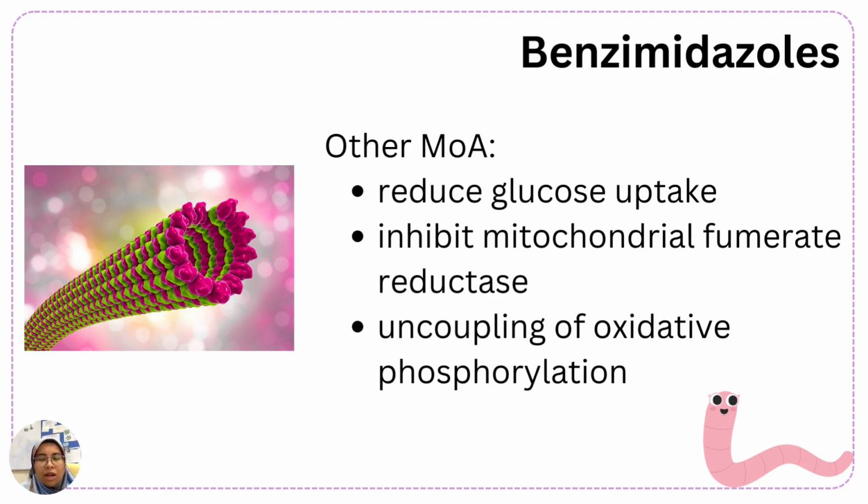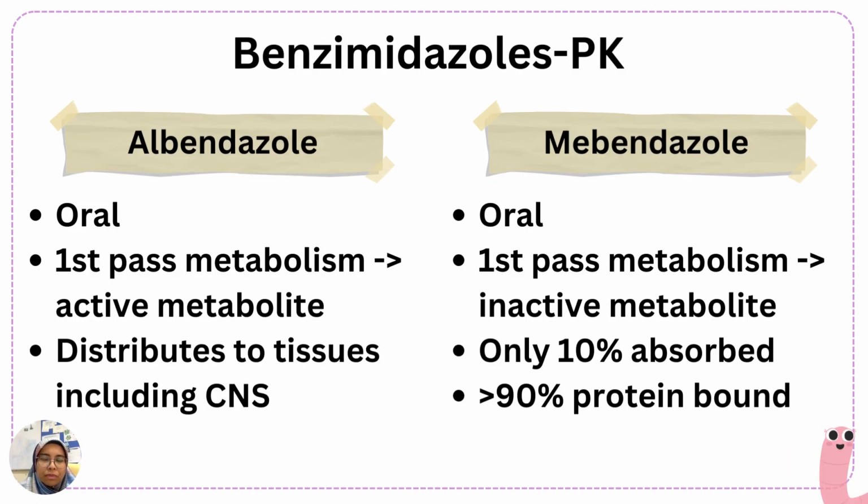Then of course the parasite or worm has no energy. It cannot move, right? There's no movement. So you get paralysis. And it also causes uncoupling of oxidative phosphorylation, which means no energy again, then there will be paralysis of the worms. Okay, in terms of pharmacokinetics, we can give both of these orally.